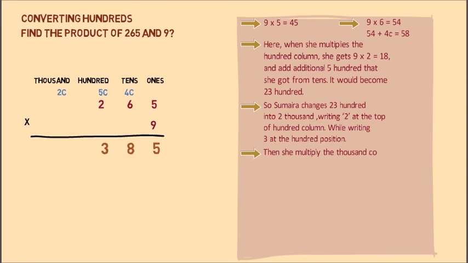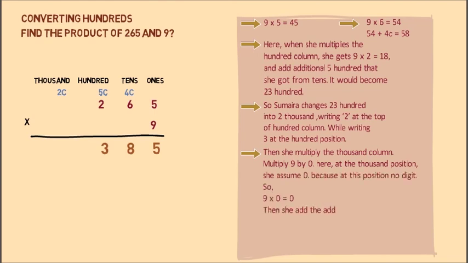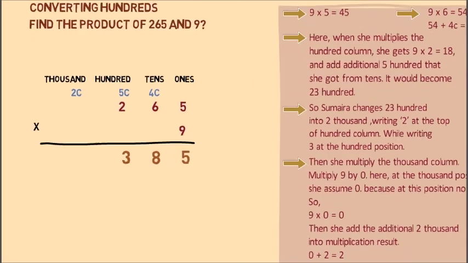Then she multiplied the 1000 column, multiply 9 by 0. At the 1000 position she assumed 0 because at this position there is no digit. So, 9 times 0 equals 0. Then she adds the additional 2000 into the multiplication result. 0 plus 2 equals 2.